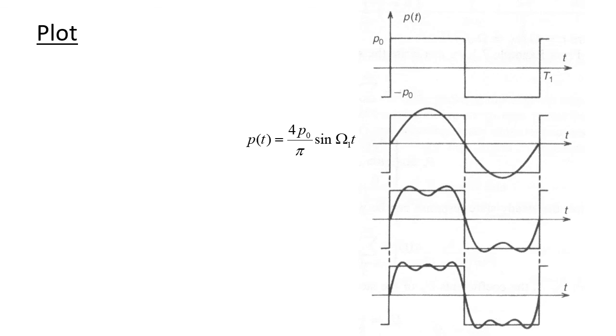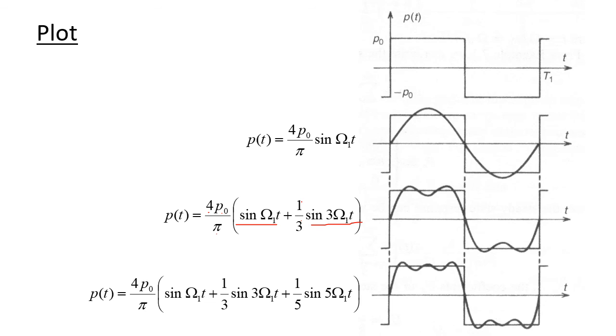So our first one here is for p of t is equal to 4 p naught over pi times the sine of omega 1 t. Then down below we have p of t is equal to 4 p naught over pi times the sine of omega 1 t plus 1/3 sine 3 omega 1 t. And then lastly here we have p of t is equal to 4 p naught over pi times the sine of omega 1 t plus 1/3 sine 3 omega 1 t plus 1/5 times the sine of 5 omega 1 t.